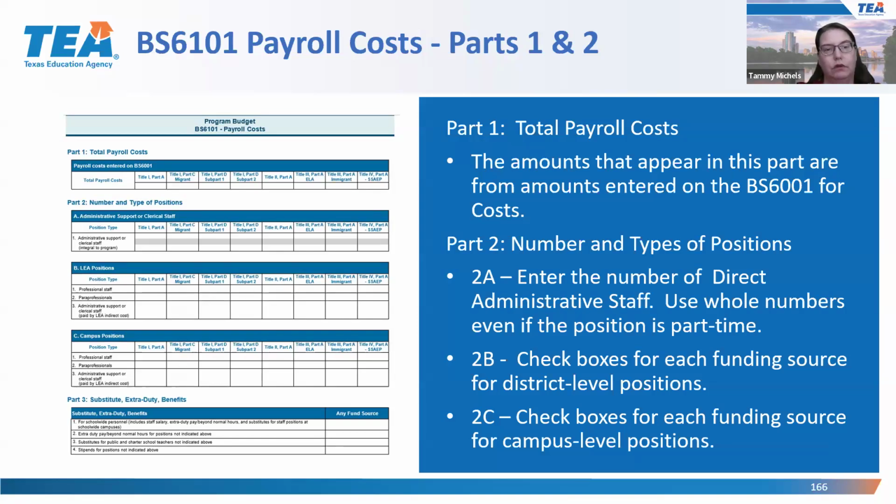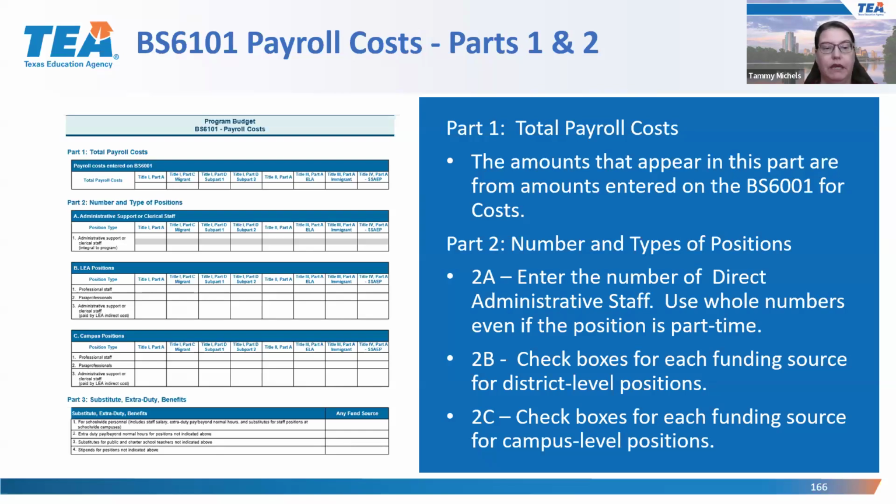In part 2, line 1, it's for the organization's administrative support staff. You will want to enter the number of positions for each fund source. And then you include all part-time and full-time positions to be charged to the grant. You'll want to use whole numbers regardless of whether the positions are full-time or part-time. And then you'll want to keep documentation locally in regard to time and effort.